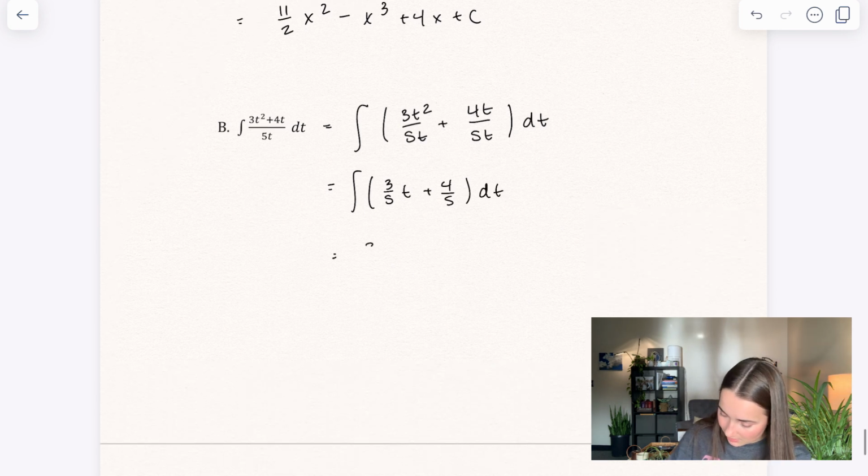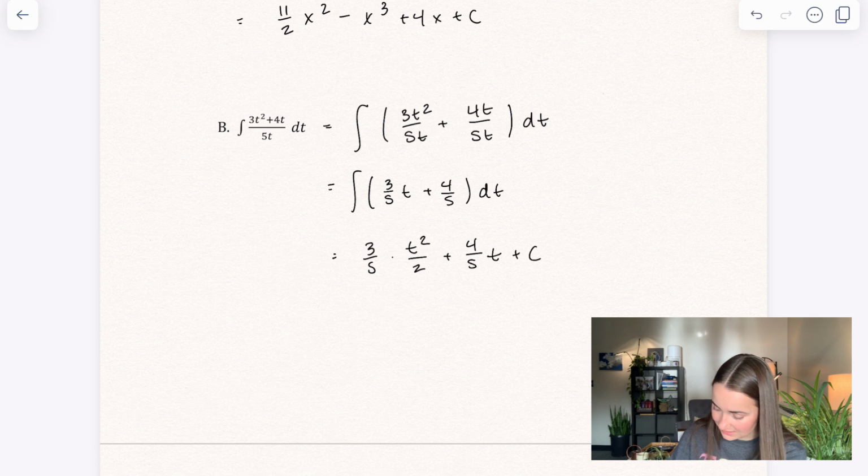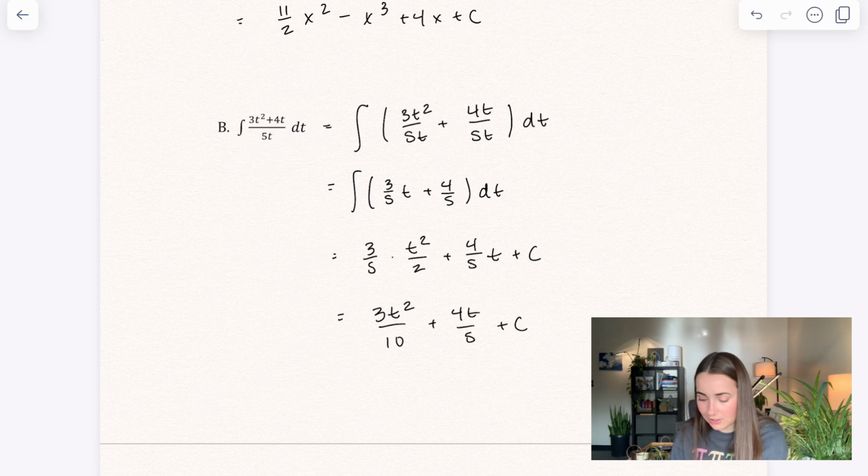So here we get 3/5 times t squared divided by 2, and then that becomes 4/5 t plus some constant c. If you wanted to rewrite it, you could. 3t squared divided by 10 plus 4t divided by 5. They're equivalent. Either answer is going to be totally great.